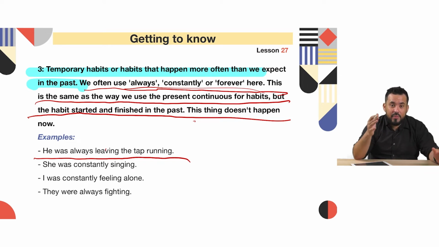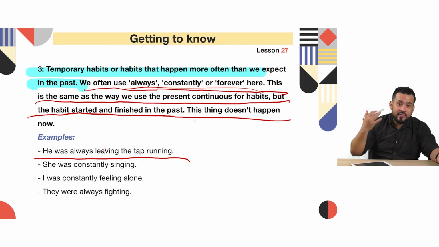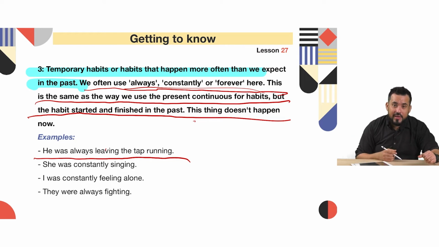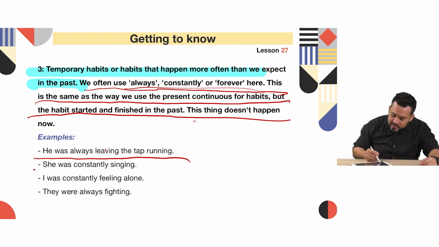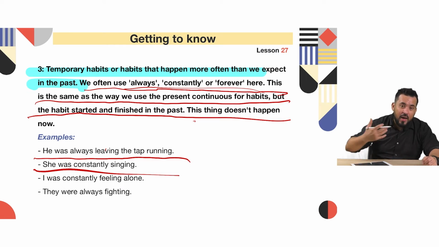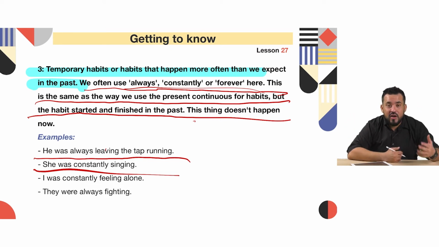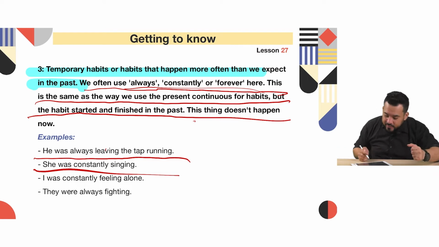So that was a habit that happened over and over and over in the past, and it doesn't happen anymore because she probably yelled at him and now he doesn't leave the tap open. He just doesn't want to get yelled at. Next one is, she was constantly singing. It means that was a habit that happened for a long time and doesn't happen anymore. She was constantly or continually singing.